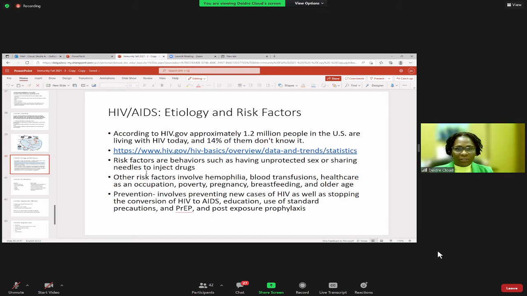So prevention involves preventing new cases of HIV, and we do that by education, as well as stopping the conversion of HIV to AIDS, because once it goes to AIDS, I hate to say this, you can't go backwards, but there are some cases where you can.